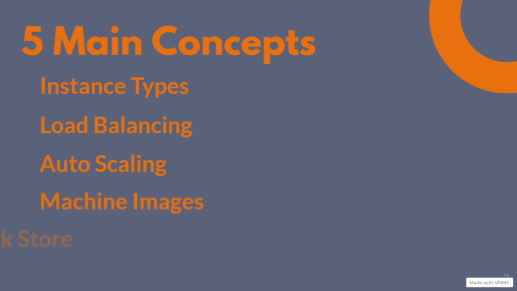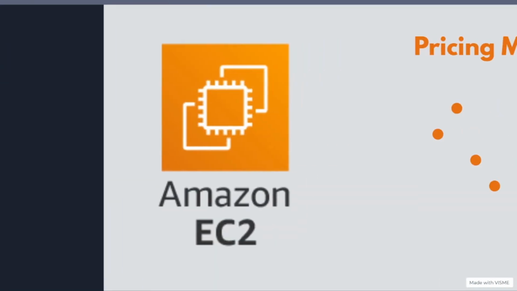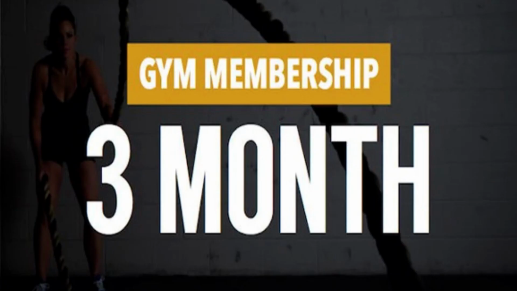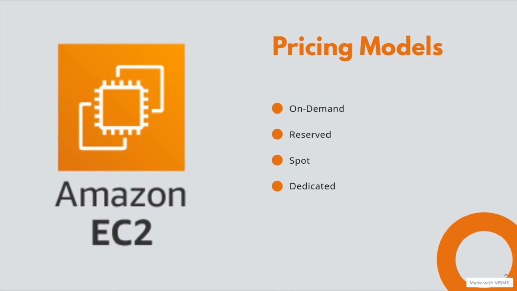So the first thing is instance and instance type. There are four different types of EC2 instances, and there are different pricing models for them. There's on-demand instances, reserved, spot, and dedicated. So on-demand instances are like getting a gym membership. You pay for the time you have the instance active, but not for the amount of CPU you use during that time. On-demand is billed in 1 second increments with a minimum of 1 minute.